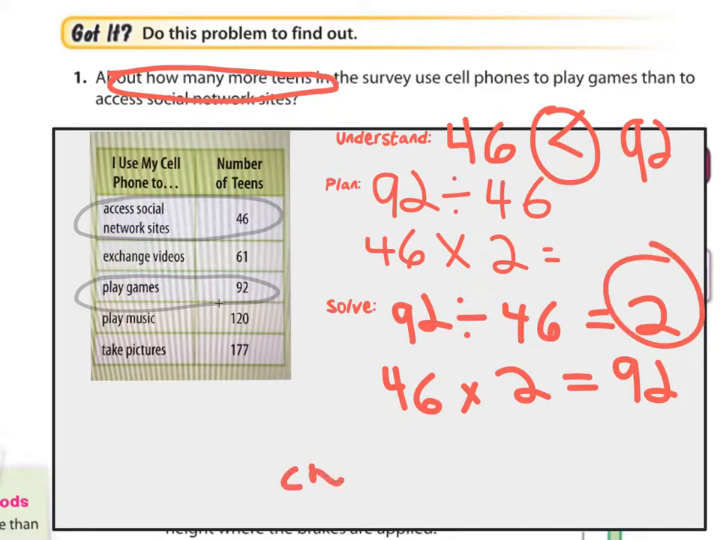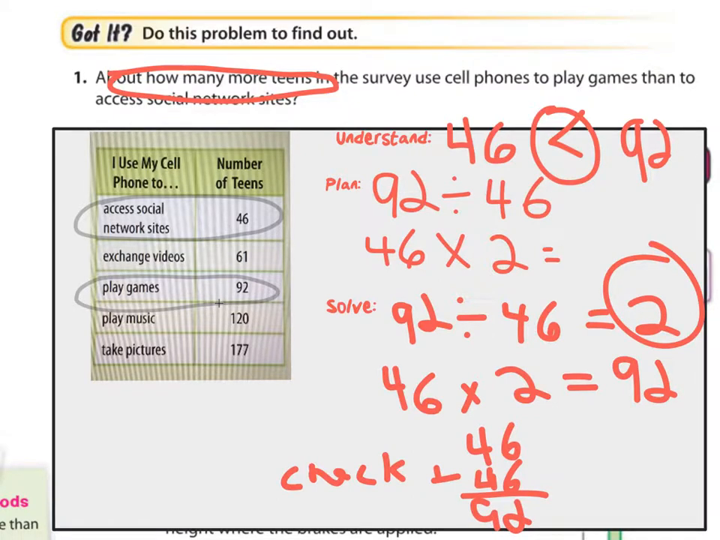We can check. It's our last step. Simply, I checked it, honestly, by doing it a different way. But we can also check by taking 46 plus 46 and see what we get. Okay? You'll see that you'll get 92. So that's another way to check.